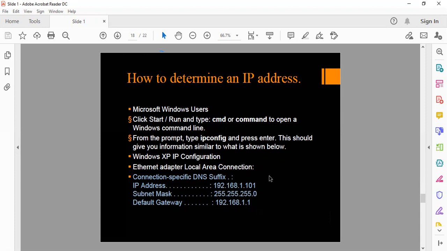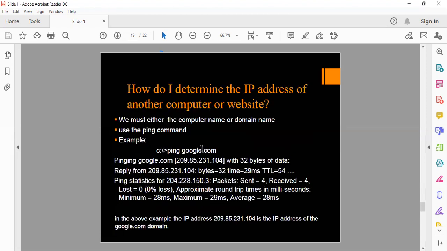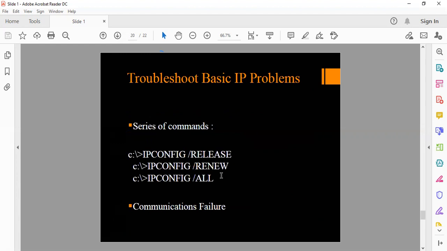All these we will discuss in our next lab class, inshallah. We will arrange our lab class very soon. We will cover these ipconfig options, like release, renew, and all.